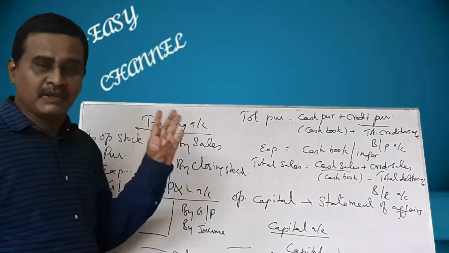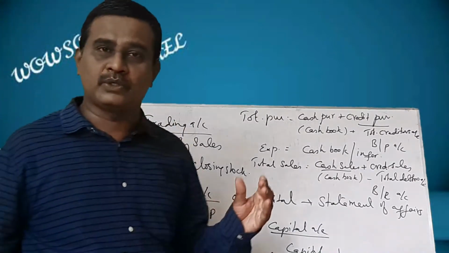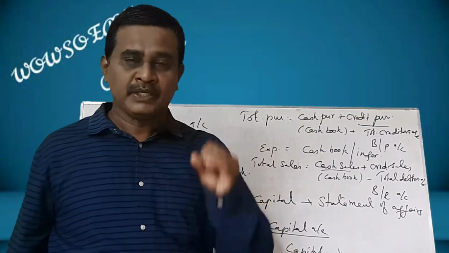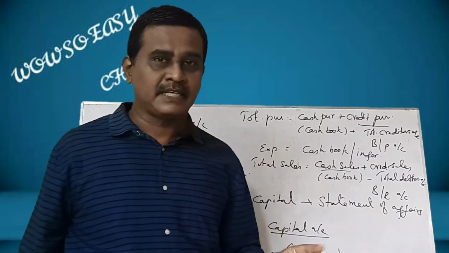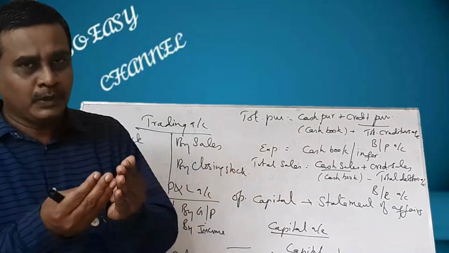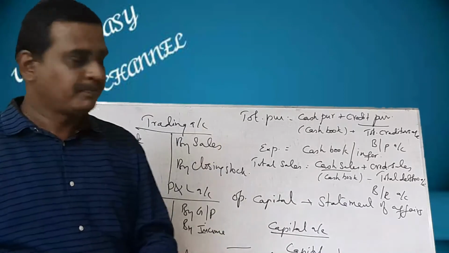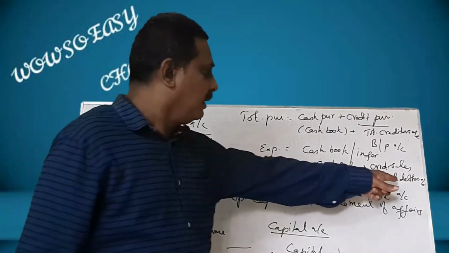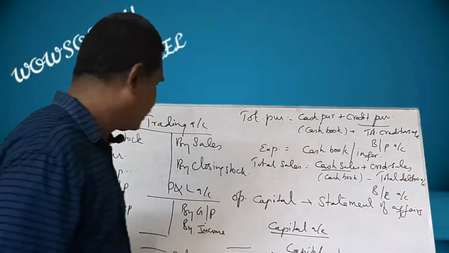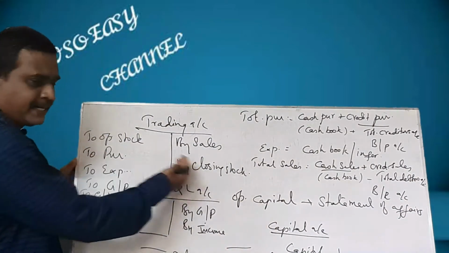Likewise, sales. What do you mean by sales? Total sales is equal to cash sales and credit sales. Cash sales can be had when you go through the cash book. Credit sales can be calculated when you prepare total debtors account. Now, you prepare trading account.